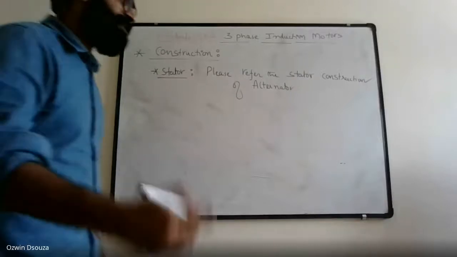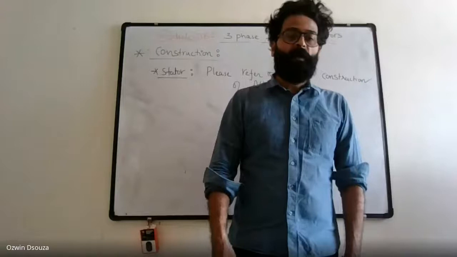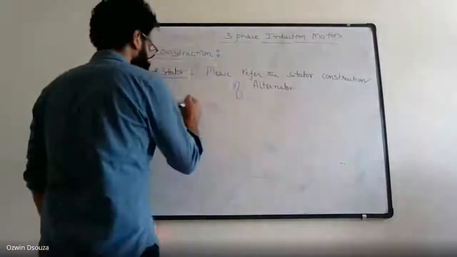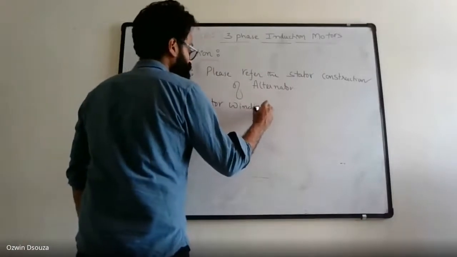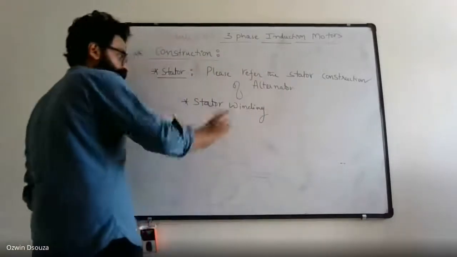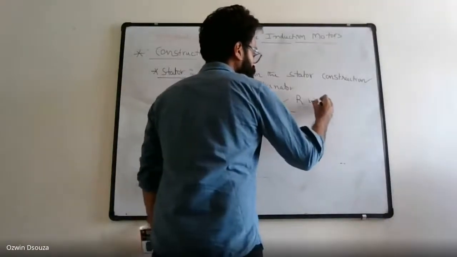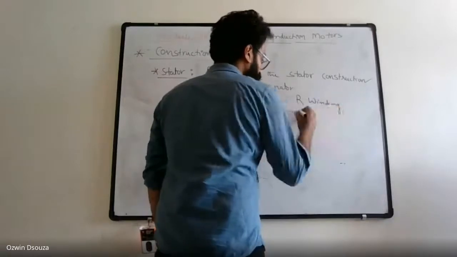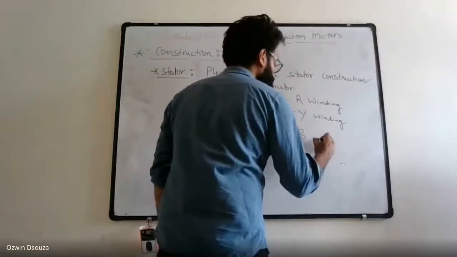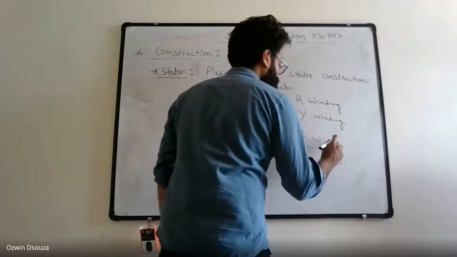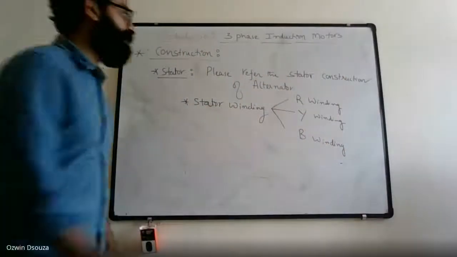So the stator, just to recall, consists of the stator winding, and the stator winding is a three-phase winding because the given induction motor is a three-phase induction motor. So the stator winding consists of a three-phase winding, that is R winding, Y winding, and B winding.